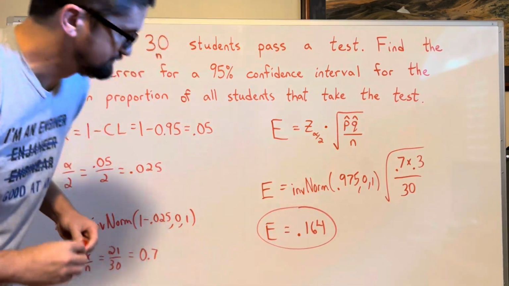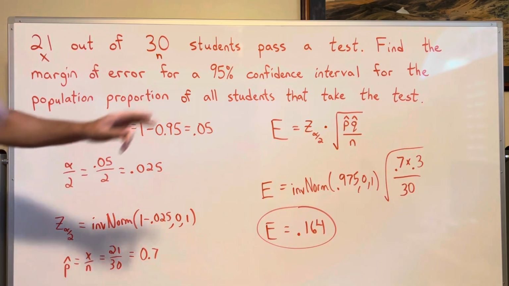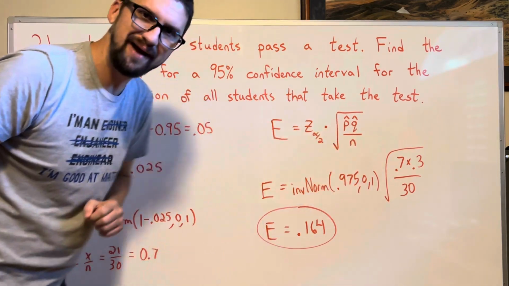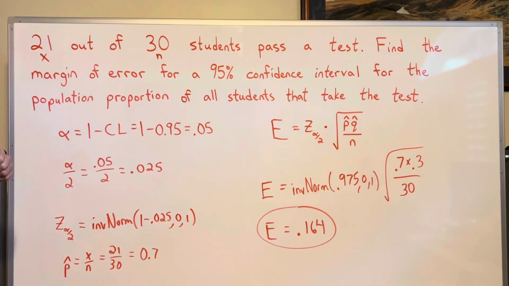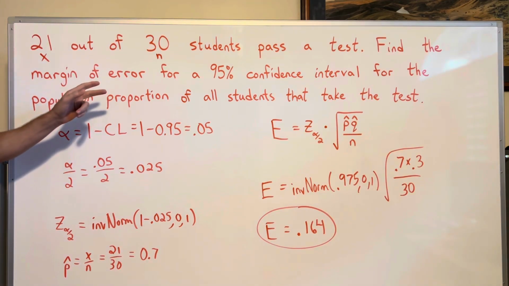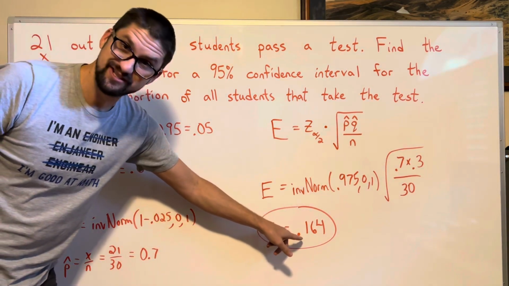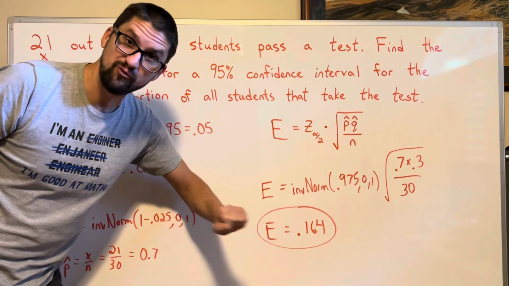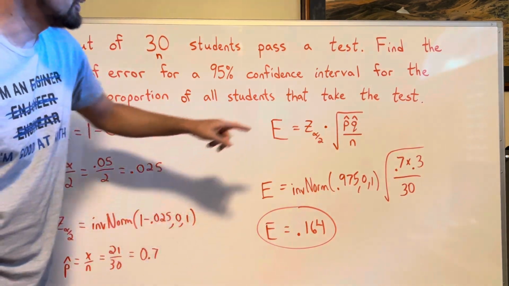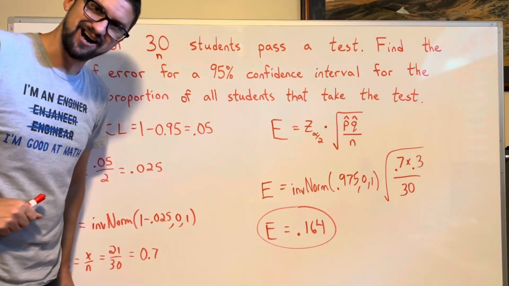There is the margin of error. So about 70% of the people pass. The margin of error for the population proportion of students that pass, you're going to take this, which is about 16.4%, add and subtract it to the p hat to get that confidence interval.